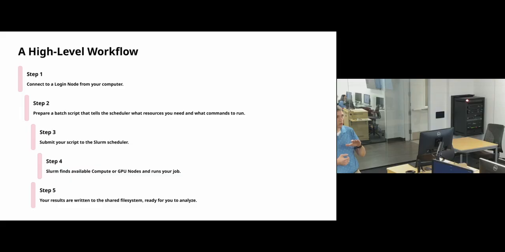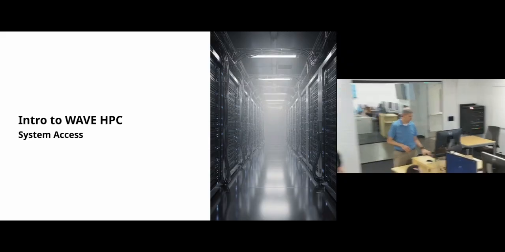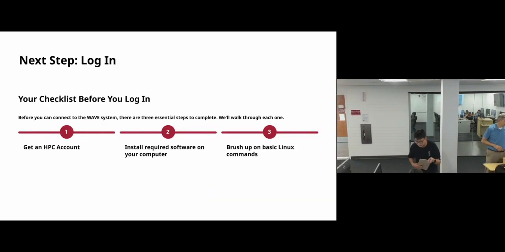So yeah, once you submit the batch script to Slurm, then Slurm will figure out what resources are available, and then once those resources are available, it's going to start executing, and then it's going to write the results to the shared file system, and they'll be ready for you to analyze. Okay, so that was a short intro to what HPC is and what are the resources available in our specific HPC. So now let's talk about the system access.